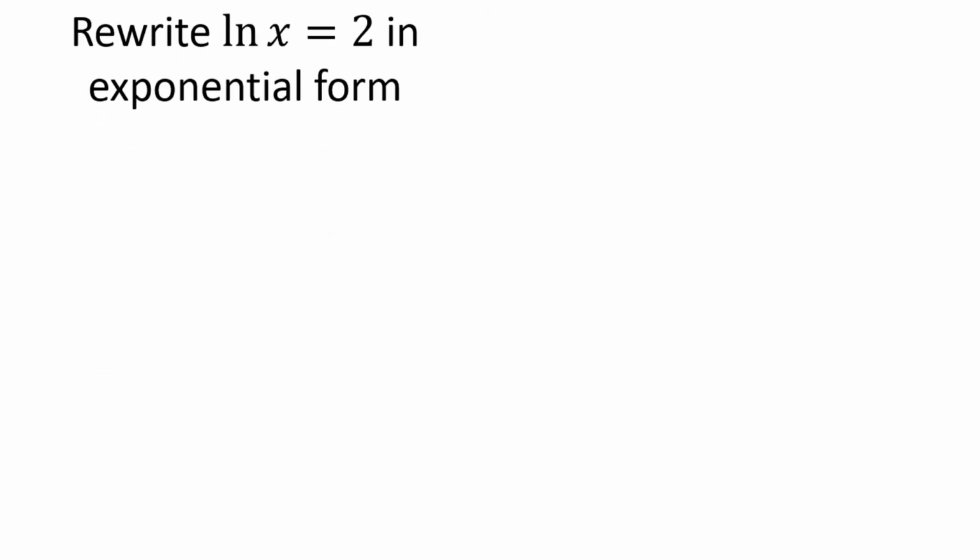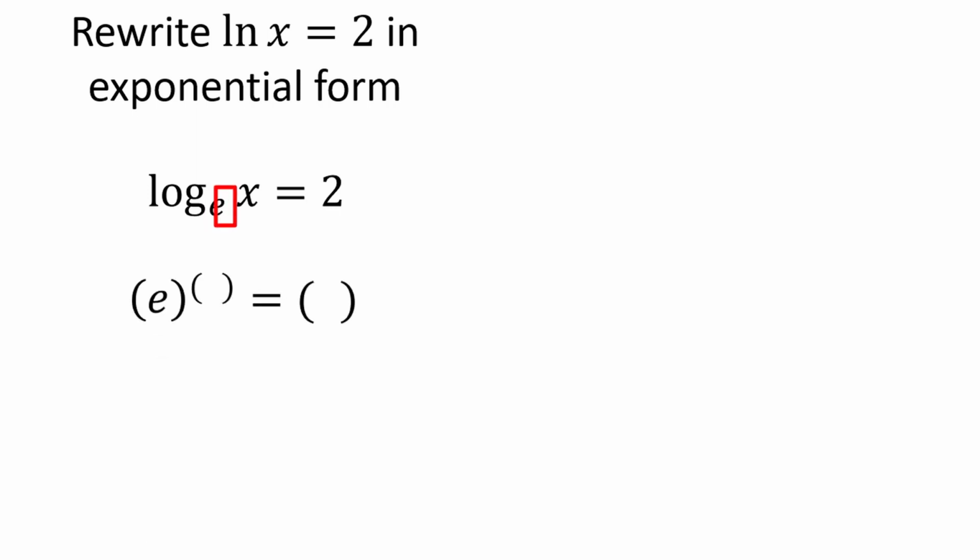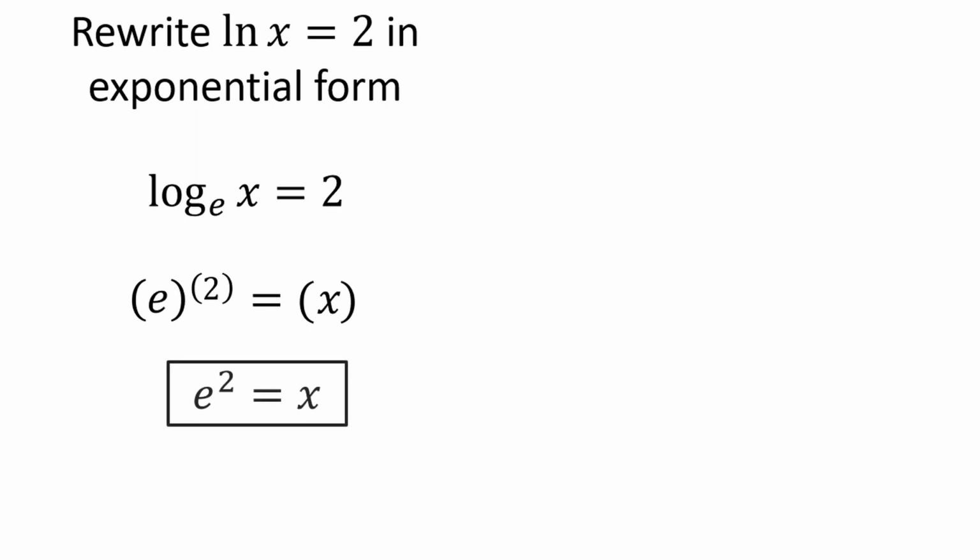How about ln of x is equal to 2, which we don't want to solve for x, we just want to rewrite in exponential form. Well, we can rewrite this as log base e of x is equal to 2, as we know that the natural log has a base of e. Using left, right, and center, we have the left value of e raised to the right value of 2 is equal to the center value of x. Altogether, we have e squared is equal to x.